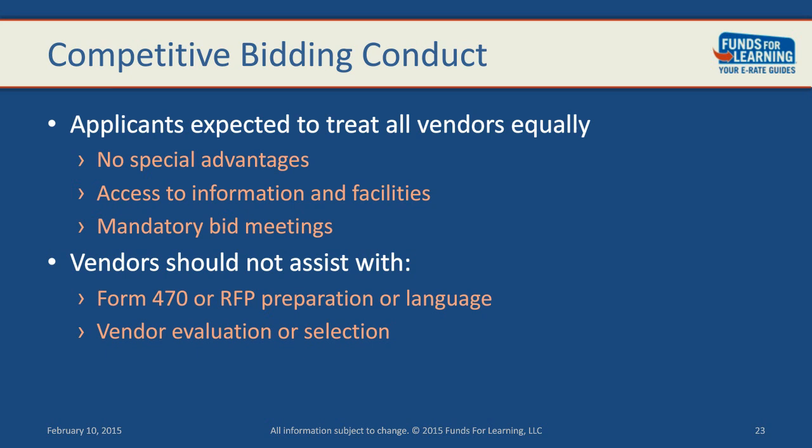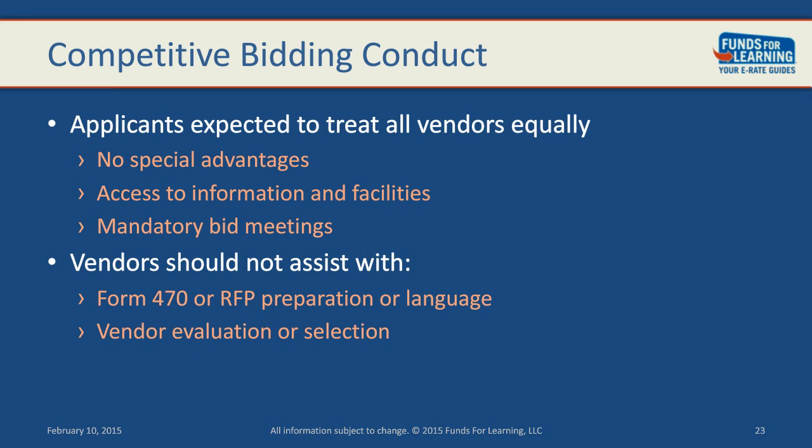On the flip side of things, for vendors, there are some specific guidelines for what vendors can and cannot do. They cannot help draft or prepare that Form 470 or RFP language. You don't want to even take a boilerplate or sample RFP from a vendor. It's important that those guidelines all be developed separate and apart from vendors that may participate in the program.